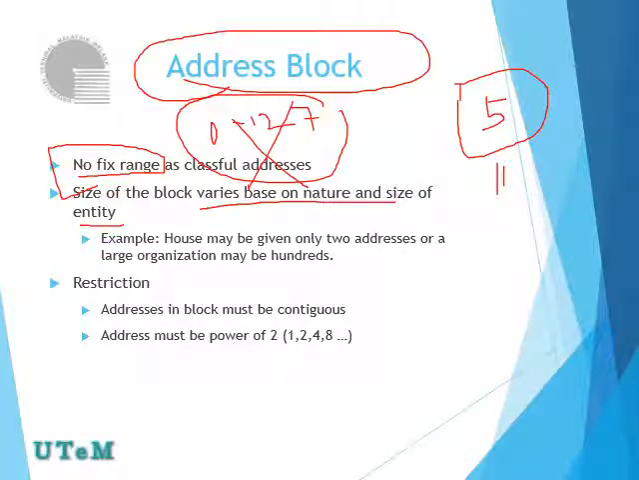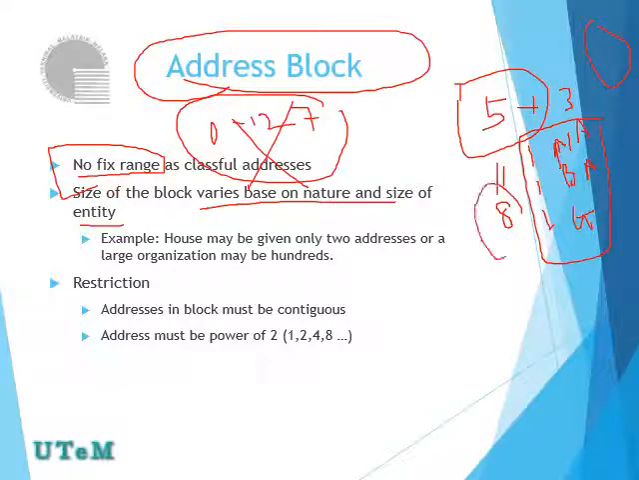For example, if the network requires 5, the minimum you can provide must be 8. Why 8? Because 5 is for the hosts, 1 is for the network address, 1 is for the broadcast address. Each network must contain a network address, 1 broadcast address, and 1 gateway, so that this network can communicate with other networks. So 5 plus 3. Why 3? As I mentioned here. Okay, so 8. The minimum number of addresses to be assigned to this network is 8.